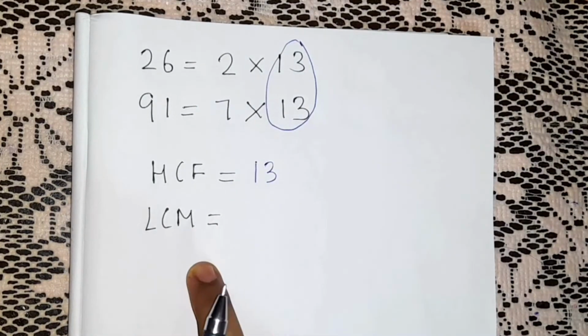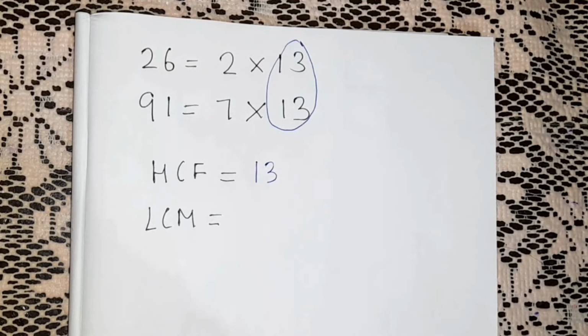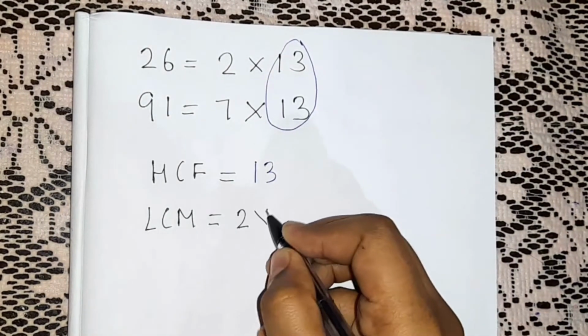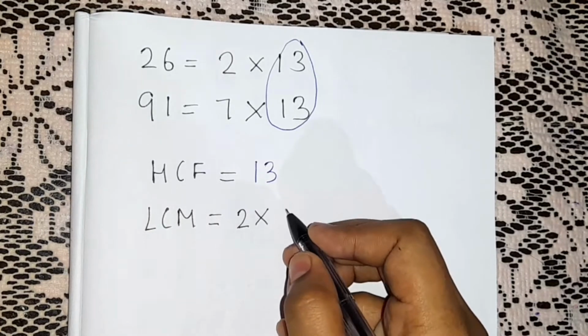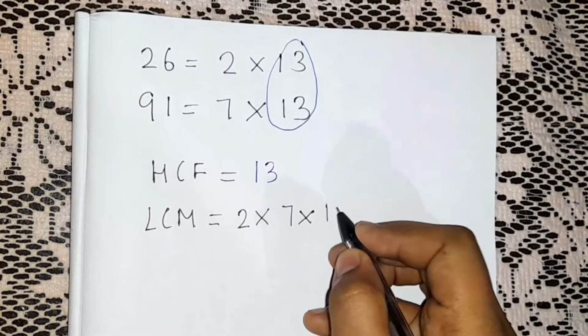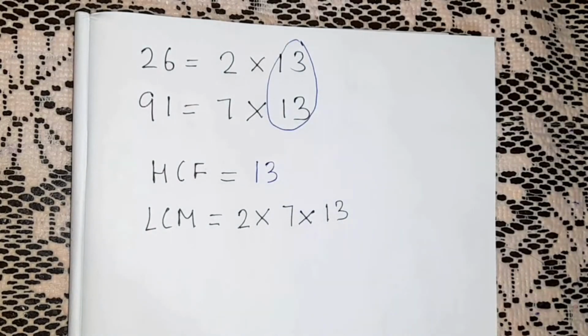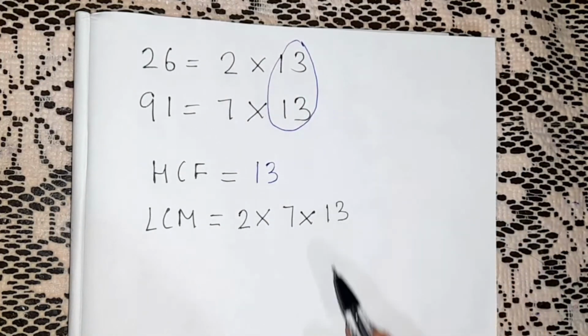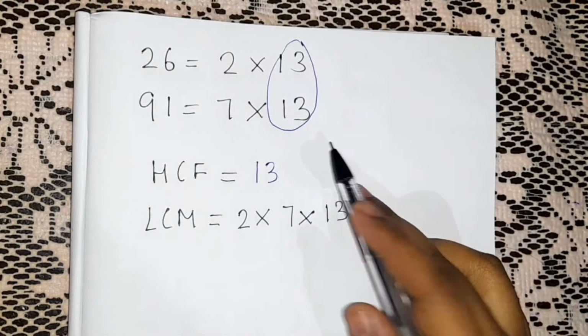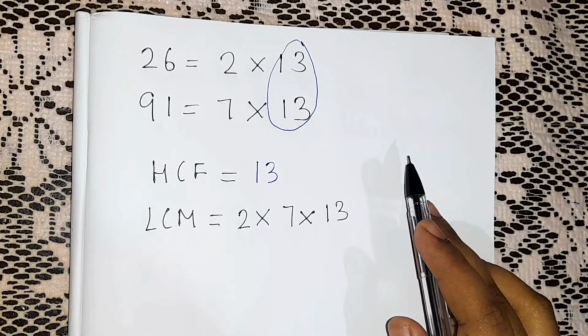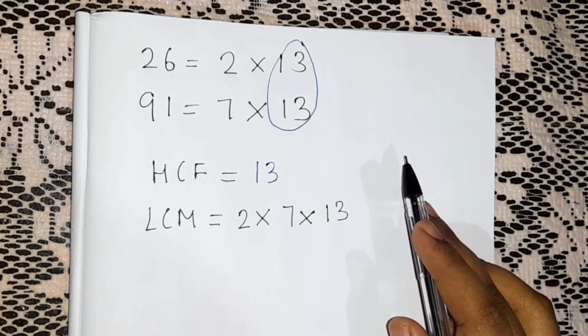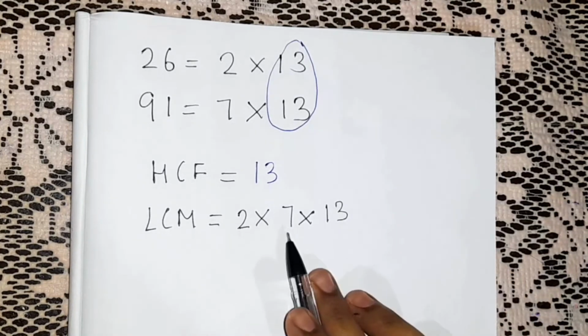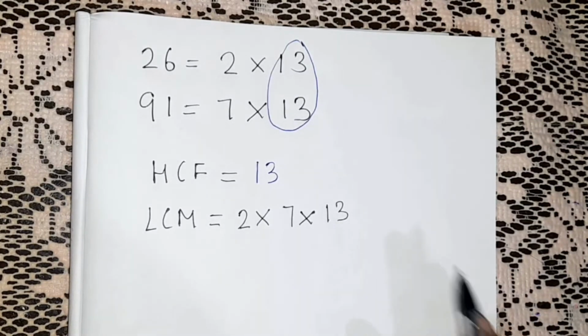And the next one is LCM. How do we find the LCM? So we shall write 2 into 7 into 13. You might have a doubt: why aren't we taking one more 13? That's because we have two 13s, right? If we have two 13s, we can take only one 13. No need to take both. Why? Because both are common, right? Both are similar. Then we don't need to take the similar numbers twice. We can take it only once. So I wrote 2 into 7 into 13, only one 13. Don't get confused in this, okay?